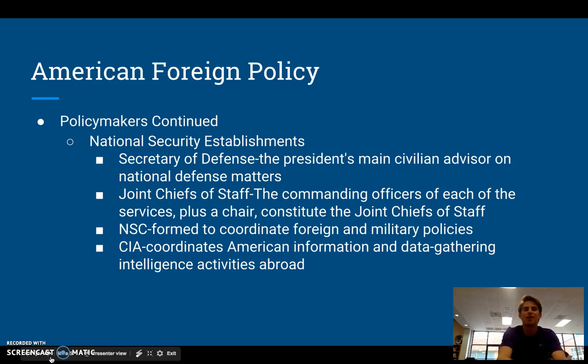Continuing with the policymakers, there are the national security establishments, and this includes the Secretary of Defense, who is the president's main civilian advisor on national defense matters. We also have the Joint Chiefs of Staff, which are the commanding officers of each of the services, plus a chair. Then the NSC is formed to coordinate foreign and military policies. And lastly, we have the CIA, which gathers information and intelligence on activities abroad.